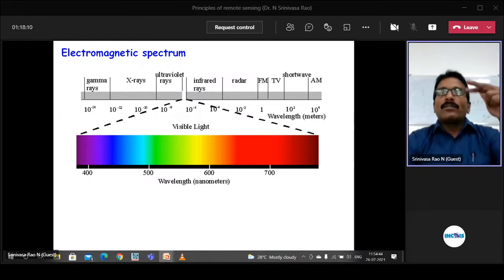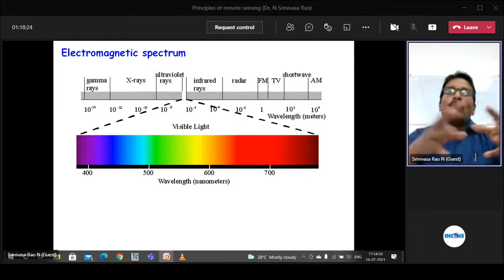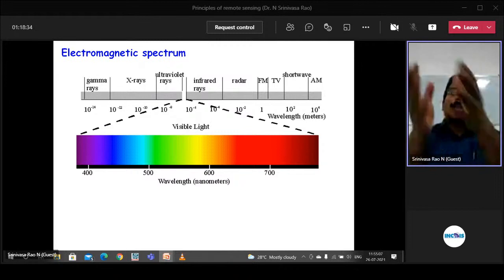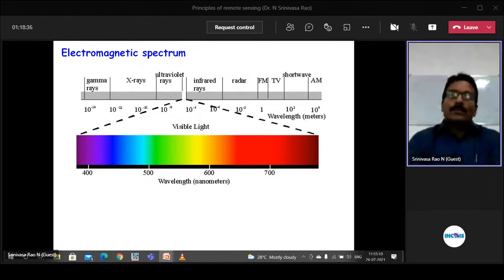So what is the difference between a satellite sensor and our eye? Our eye is sensitive to only 400 to 700 nanometers, but a satellite sensor is a mechanical device. That's why it is able to capture all kinds of wavelengths, whatever the required wavelengths. We need all that light; it captures it and gives it back to us. That is the difference between our eye and a satellite sensor.